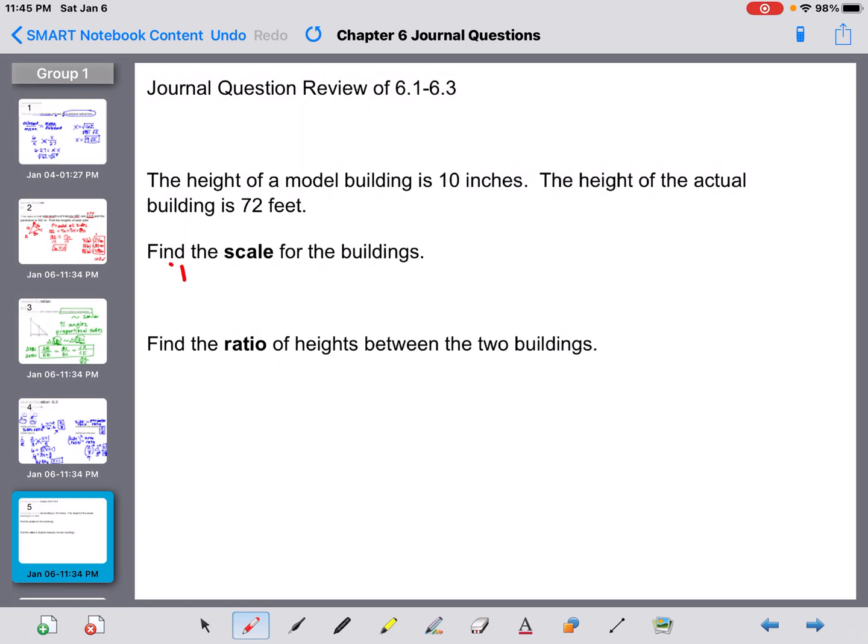The rule here is we put image over actual, and it's very important to keep that order, so make sure you get image over actual. And then once that's done, we're going to divide by the smallest number. And that's really all the job we have to do for scale. But I want to give you quick reminders. On the scale, you can have different units.